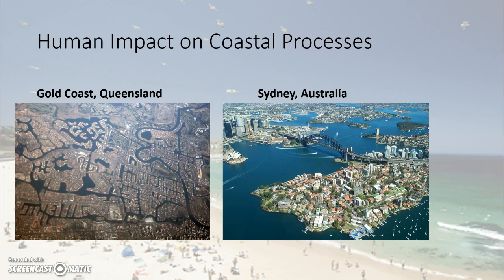On the other side of things, there's also huge human impact on coastal processes. On the left, you see the Gold Coast up in Queensland again, and on the right, you see Australia's largest city, Sydney. And as you know, much of Australia's population is located on the coast, and therefore there's a huge impact on the natural coastline by what humans build.